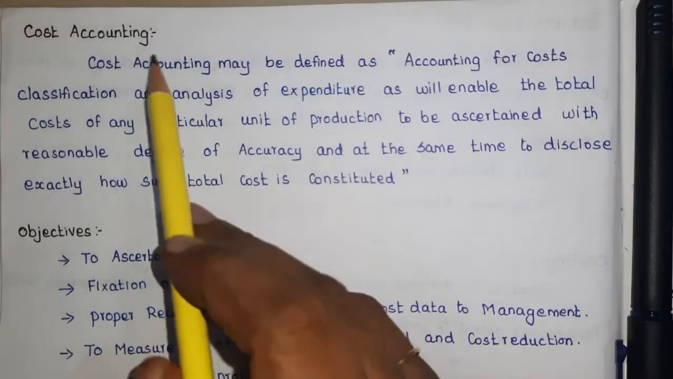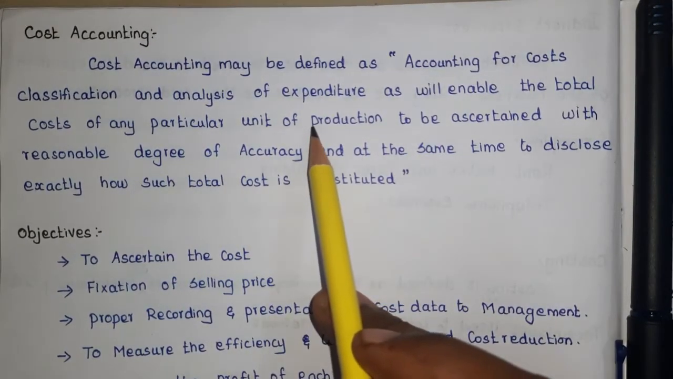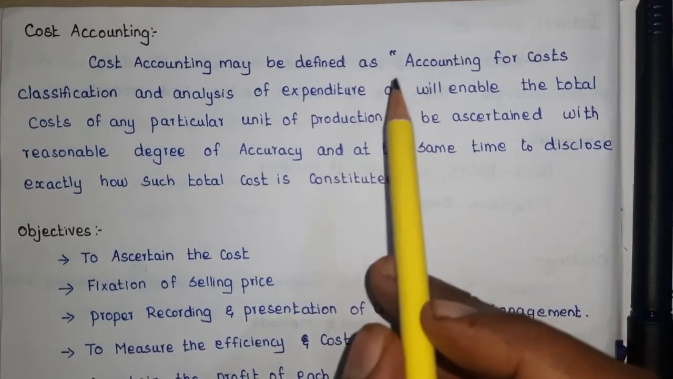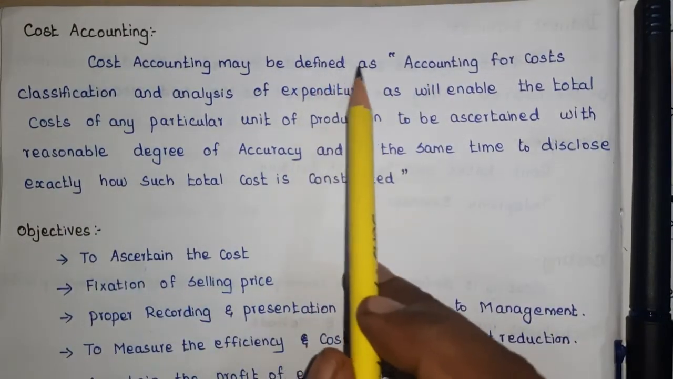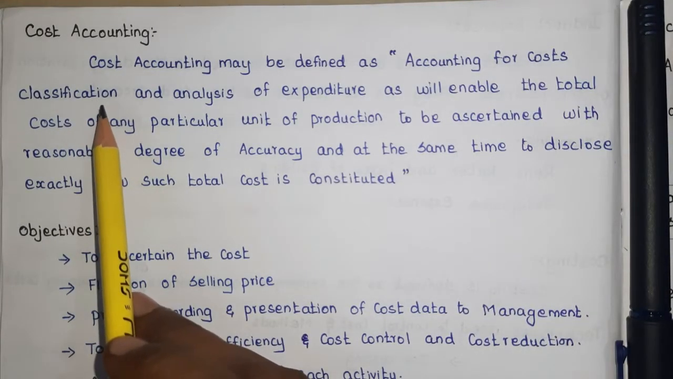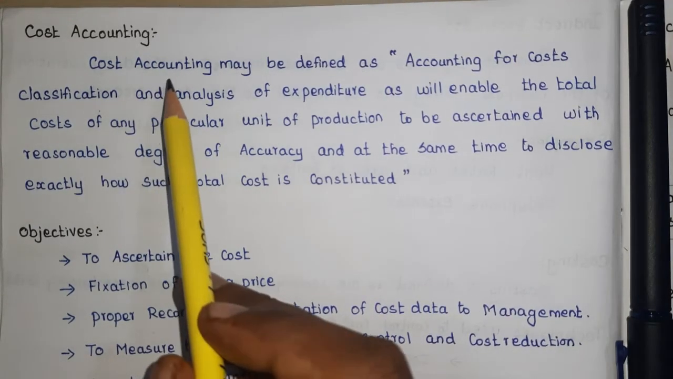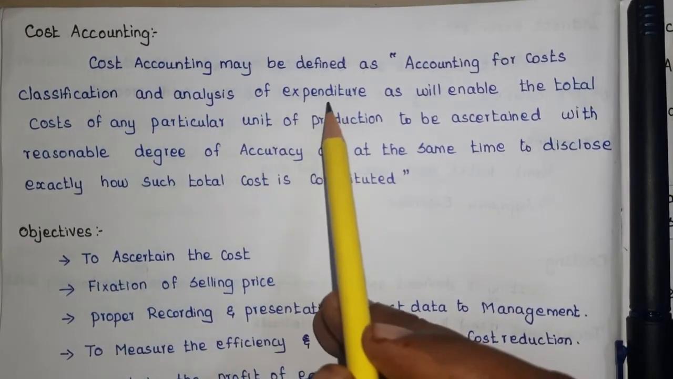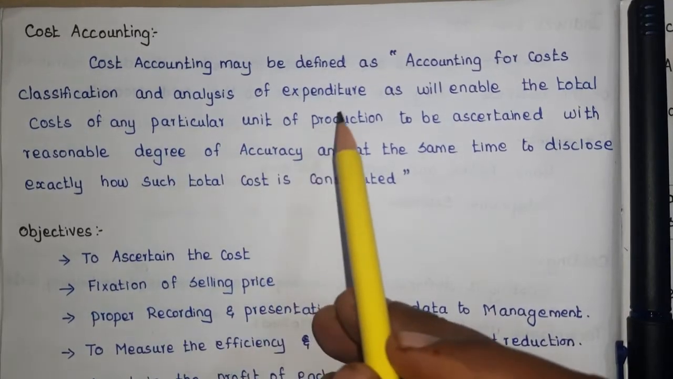The next basic concept is cost accounting. Here there is a definition given by the ICMA, and you can use this for the exam point of view. I will explain how this definition works out. Cost accounting may be defined as accounting for cost classification. Classification of cost refers to grouping of similar items of cost into a common group, and an analysis of expenditure as will enable the total cost of any particular unit of production.